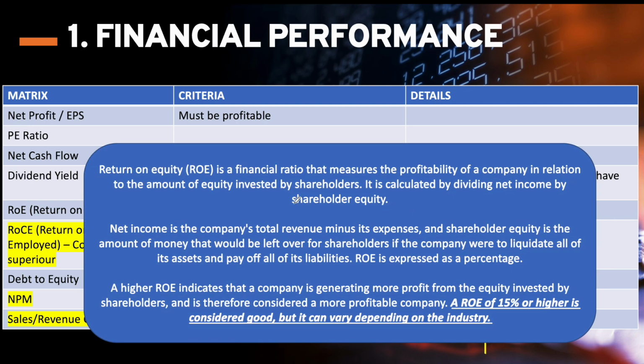If we read the official definition, ROE is the financial ratio that measures the profitability of the company in relation to the amount of equity invested by stakeholders.